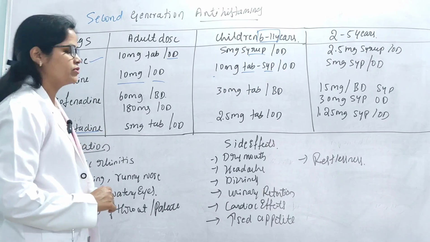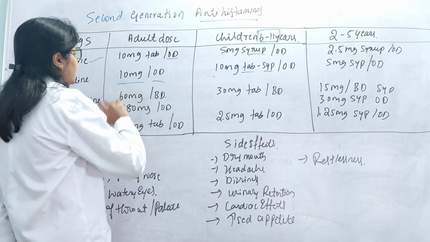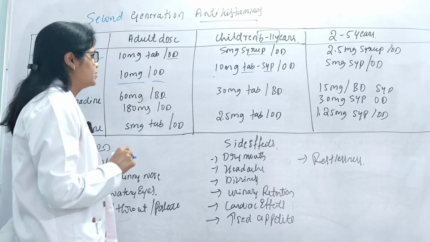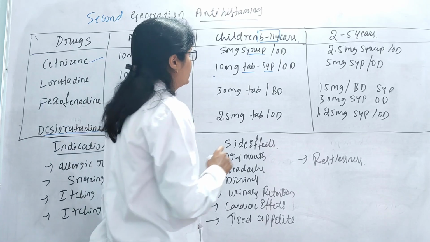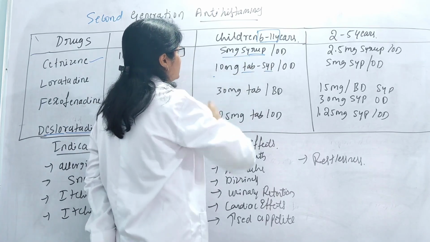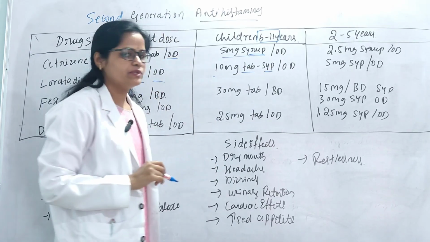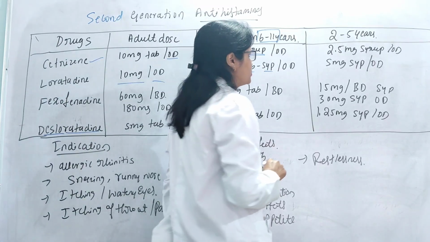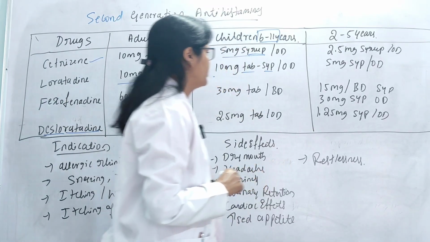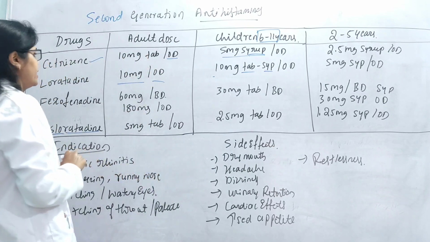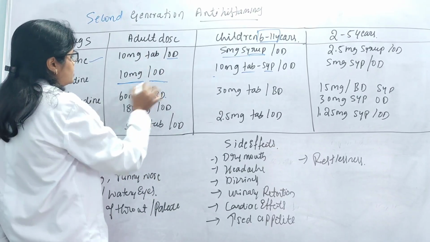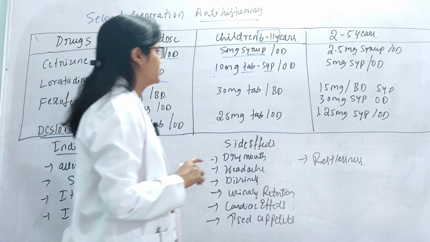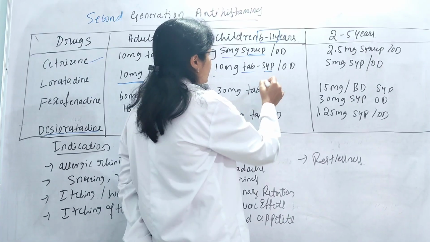And cetirizine for the adults is administered as a 10 mg tablet per day, that is once in a day, one time. Okay, and next for the children 6 to 11 years, it is available in the form of syrup. So it is administered 5 mg syrup once in a day, and for 2 to 5 years children 2.5 mg syrup per day. And next is loratadine. It is administered for the adults 10 mg once in a day, and next for the children 10 mg tablet or syrup.